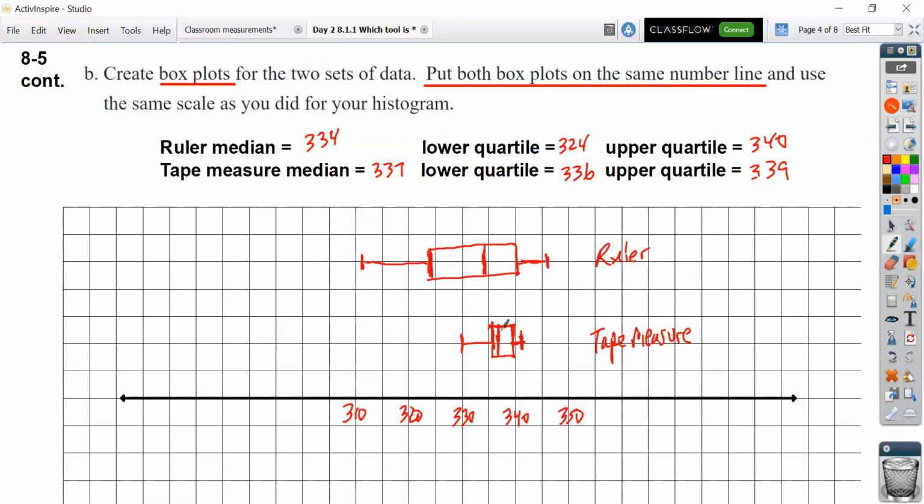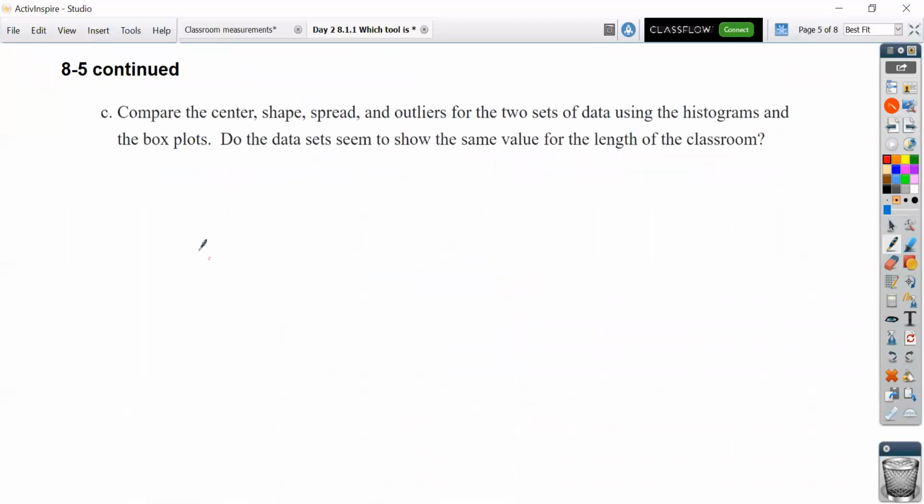Interestingly though, the medians are kind of near each other. They're not that far away. It looks like they're only about 3 units away, 3 inches away from each other. So we can now answer some questions about this. Compare the center, shape, spread, and outliers for these 2 sets of data using histograms and box plots. Do the data sets seem to show the same value for the length of the classroom?